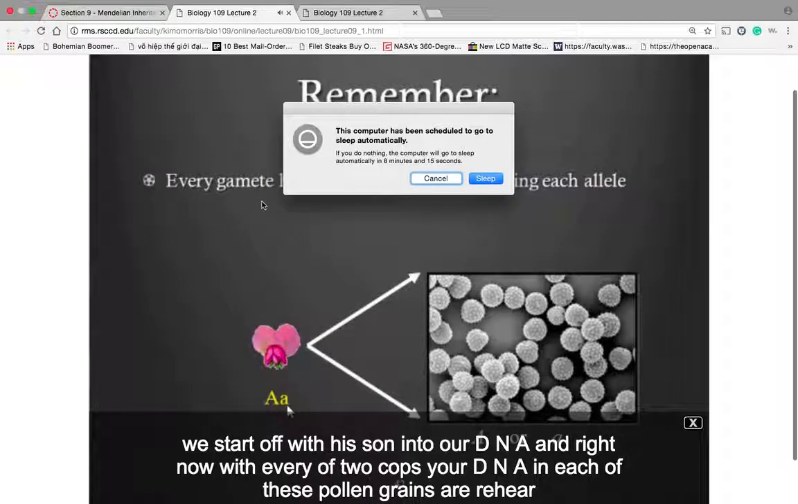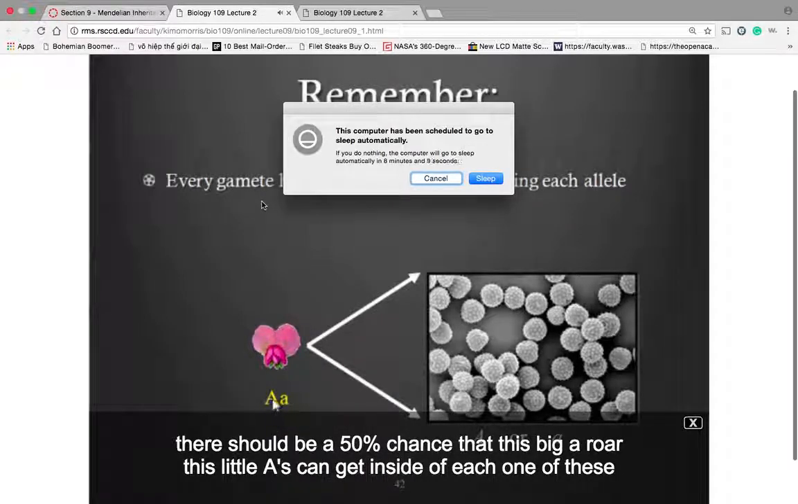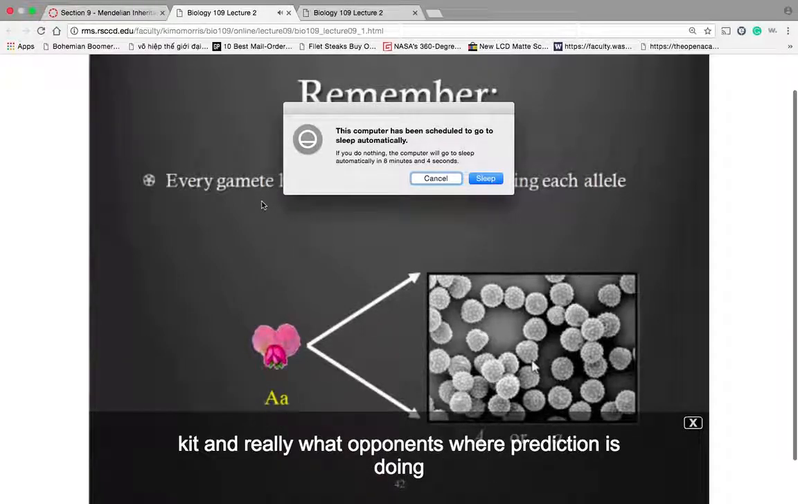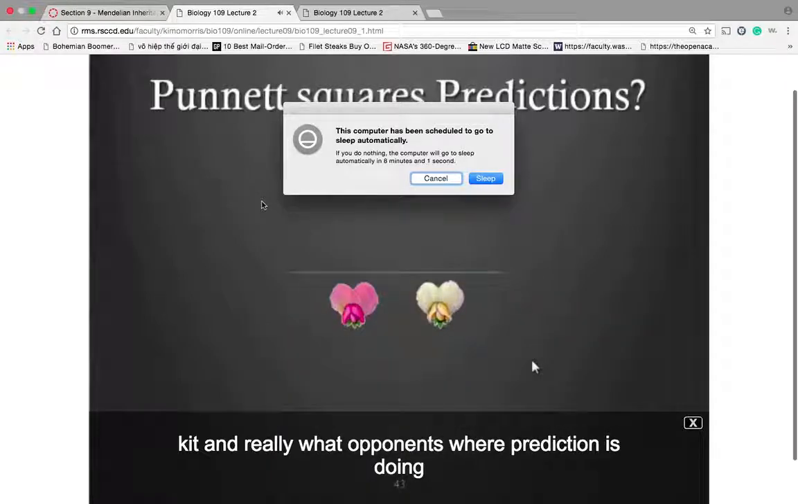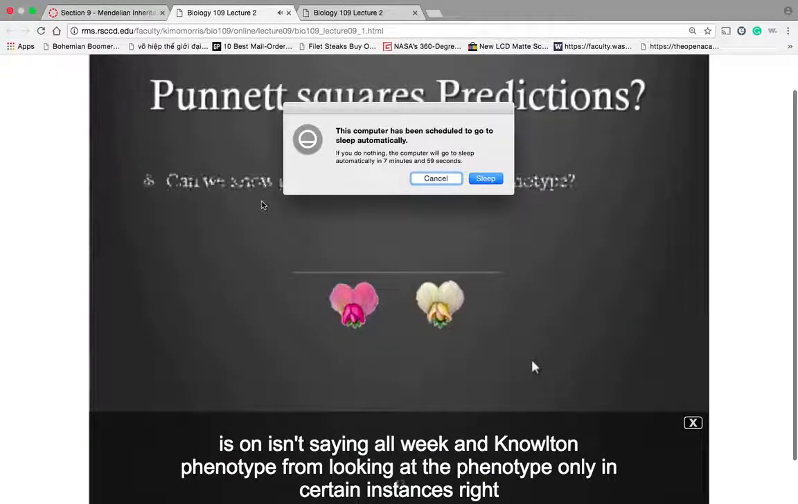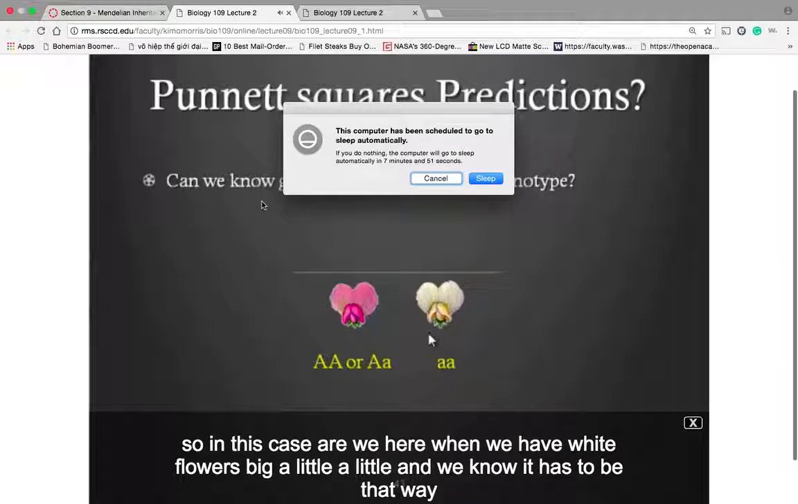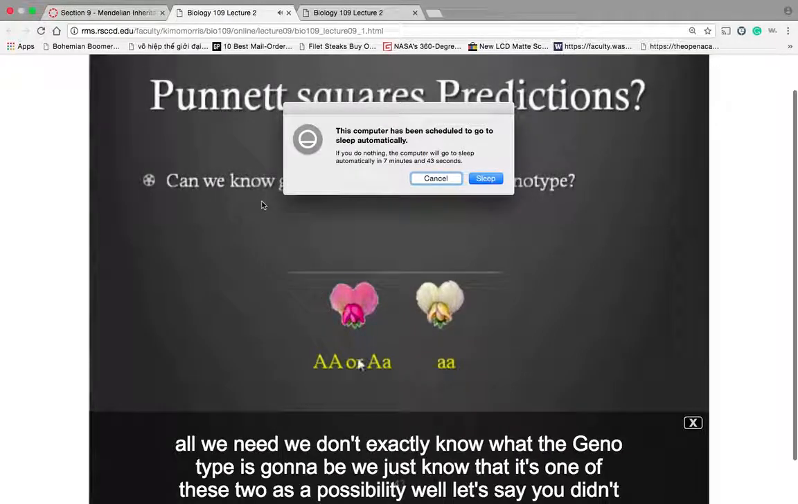Remember, you have 2 copies of your DNA. In each of these pollen grains over here, there should be a 50% chance that this big A or this little a is going to get inside of each one of these. Okay? And really what a Punnett square prediction is doing is it's saying we can know the genotype from looking at the phenotype only in certain instances, right? So in this case over here, when we have white flowers, little a, we know it has to be that way. For the pink flowers right over here, we don't exactly know what the genotype is going to be. We just know that it's one of these 2 as a possibility.